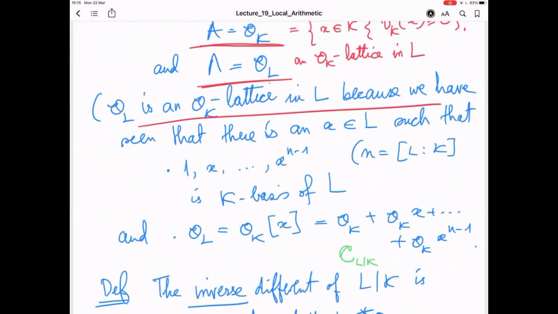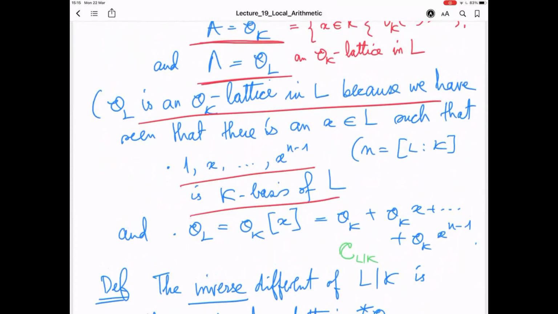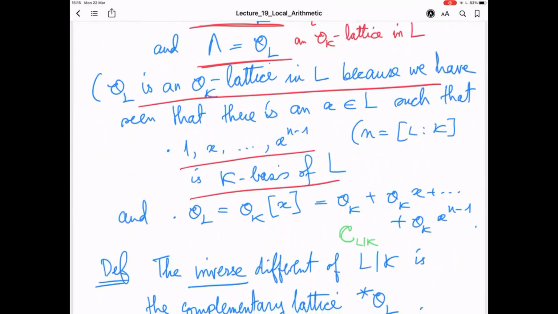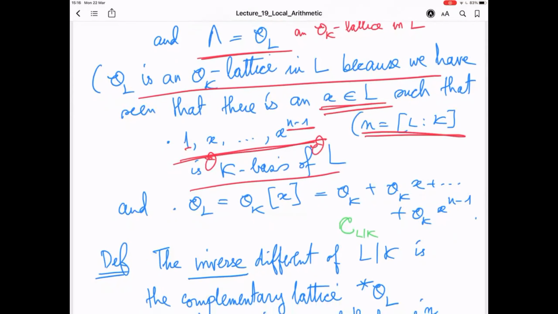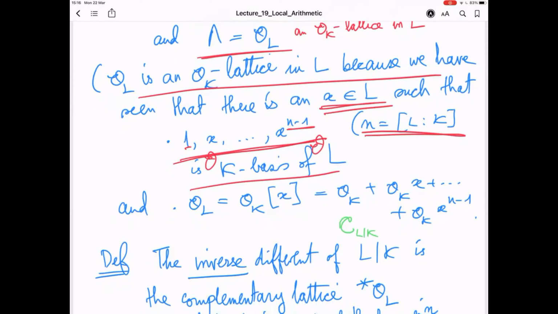OL is an OK lattice because we have seen that there's an element X in L, which is in OL, such that its powers up to n-1, where n is the degree of L over K, form an OK basis of OL. And of course, this is a K basis of L as well.